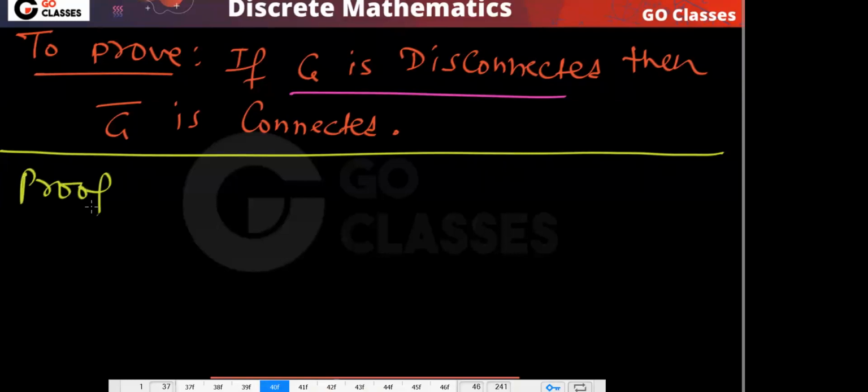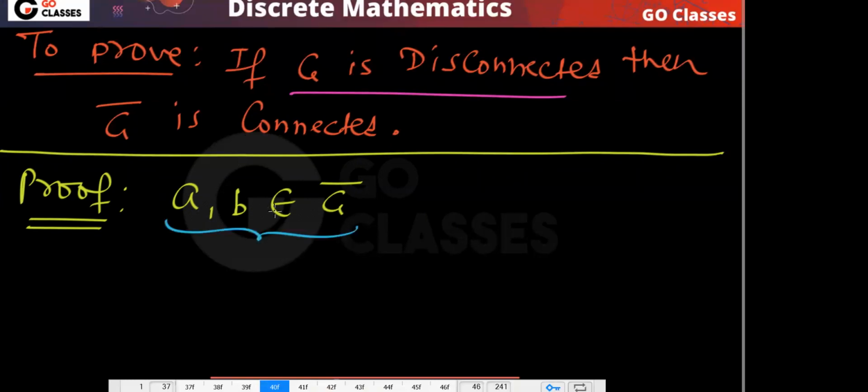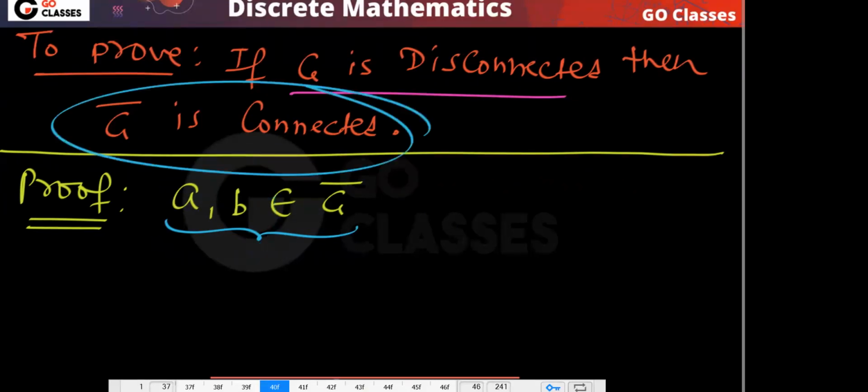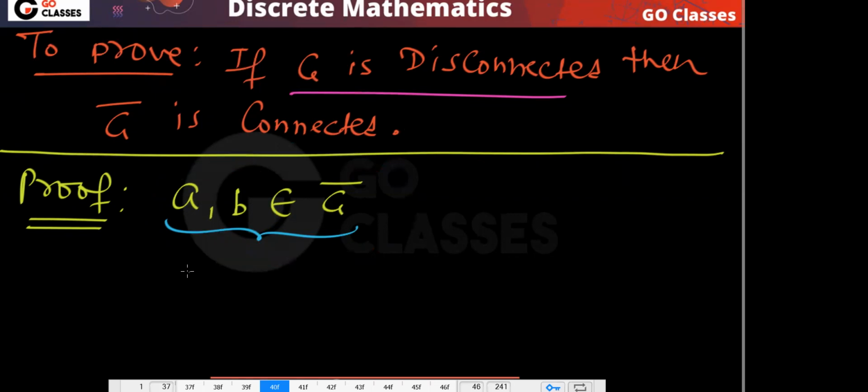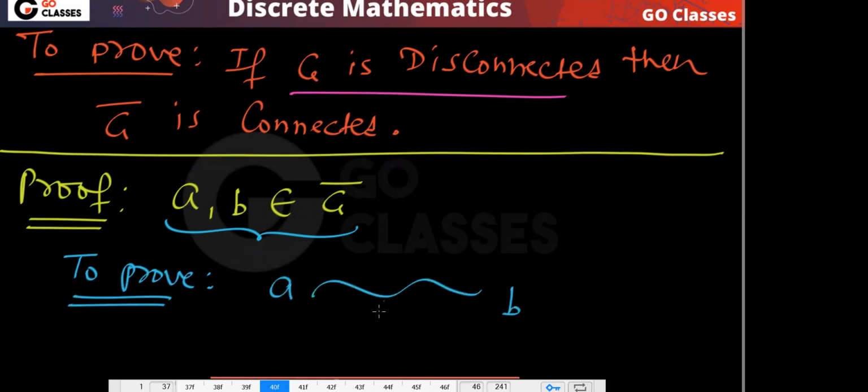The proof is like this. Let me take any 2 vertices in G bar. If it is connected, then what should happen? If I take 2 vertices in G bar, and I want to prove G bar is connected, there should be a path. Whatever 2 vertices you take, we have to prove that there is a path from A to B. This is what we have to prove.